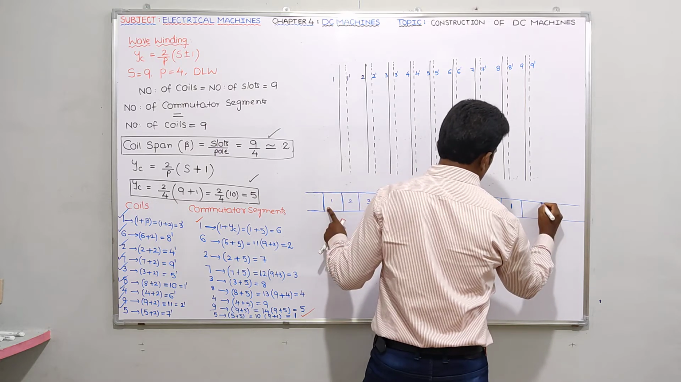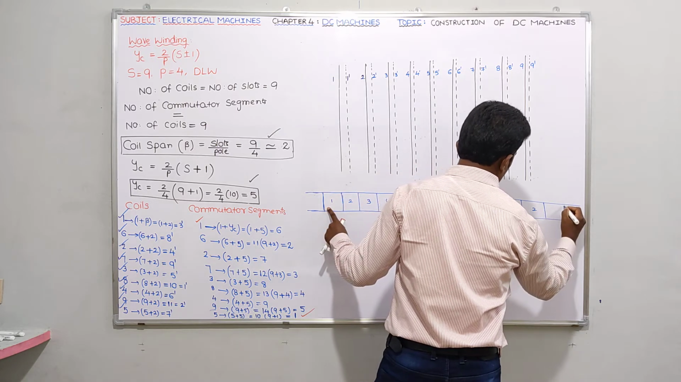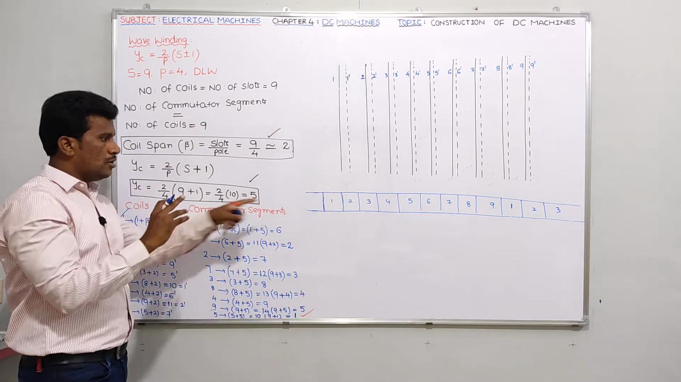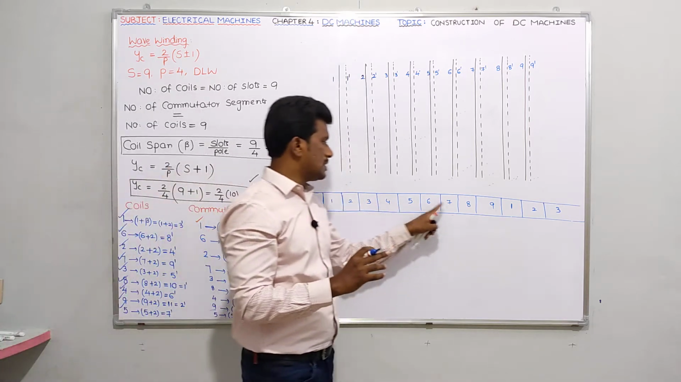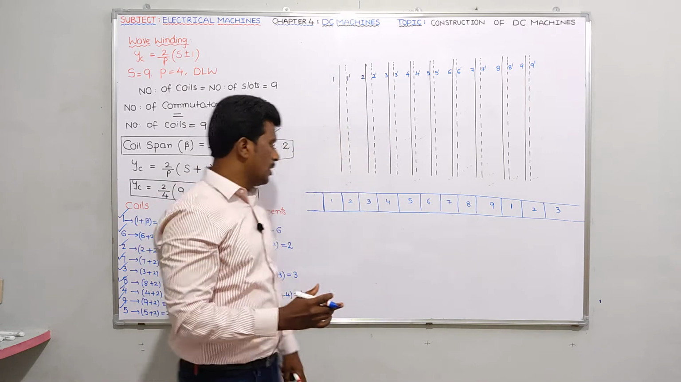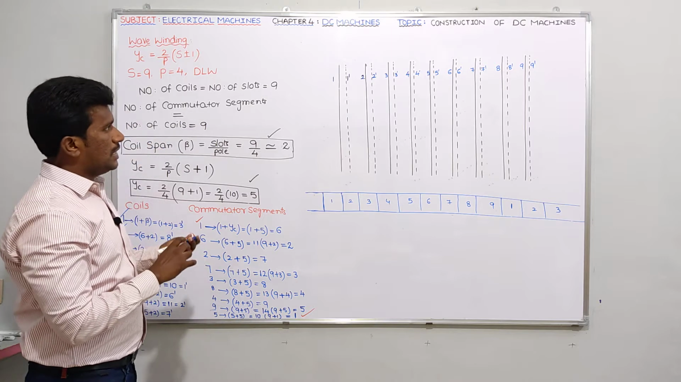If you want, you can write 2, 3, and so on, because it's a circular portion. Circular portion means 1, 2, 3, 4, 5, 6, 7, 8, 9, and after 9, once again it will start with 1, 2, 3 like that. Right. Now let me complete the connection.